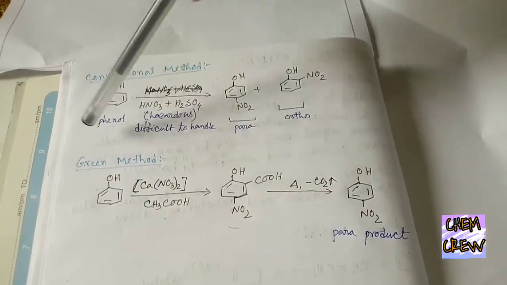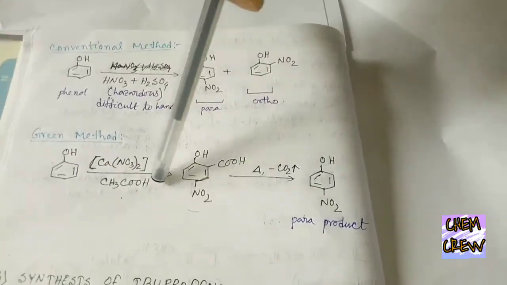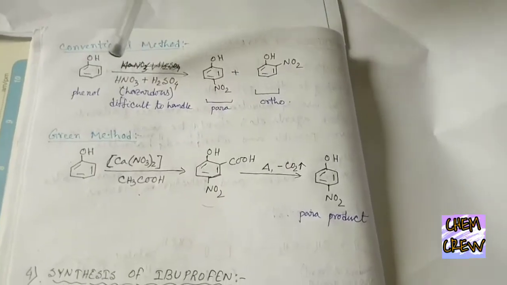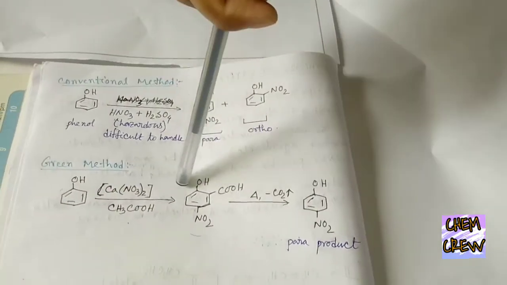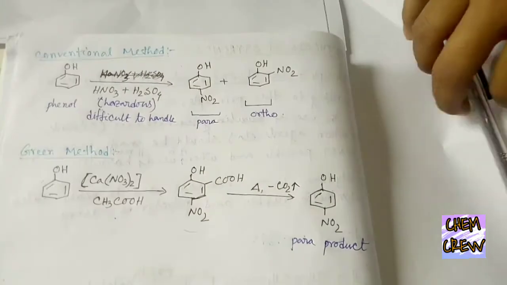But in the green method we use calcium nitrate and acetic acid. They are not as harmful as nitric acid and sulfuric acid. So the green method is more useful than the conventional method.